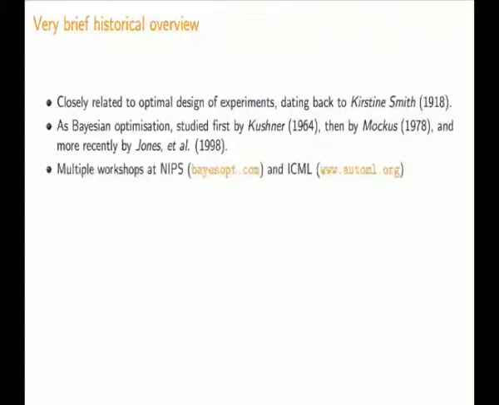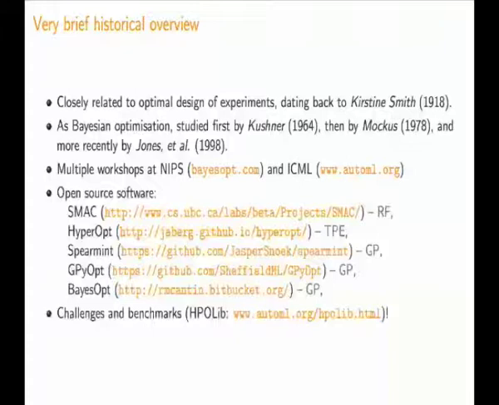If you're interested, there is a NIPS workshop. There are multiple workshops; there is again one this year, and there will be several workshops at ICML. And there is a whole bunch of open source packages that you can download and try out. SMAC is one of the first, using random forests. Spearmint, GPyOpt, and BayesOpt are all based on Gaussian processes. And there are others that I probably forgot.